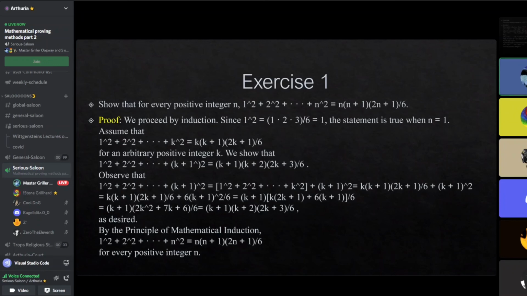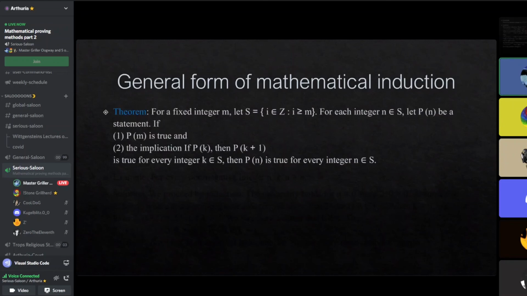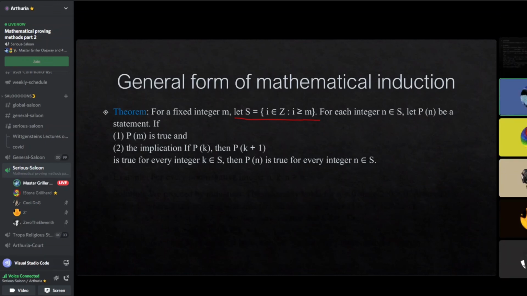Okay, now we're going into the general form of mathematical induction. The general form of mathematical induction is trying to remove the limit of the base step, so to say. The important part is precisely how we define our S, our domain of inquiry. In the first presentation of mathematical induction, our S was every positive integer. In this case, it is S such that elements of S are integers greater or equal to m.